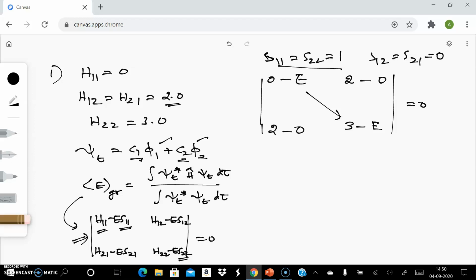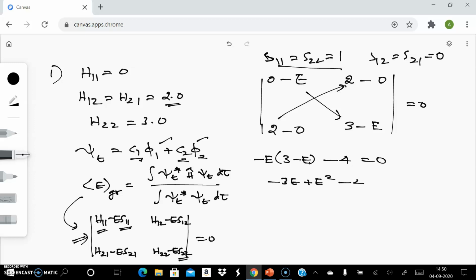Now if I cross multiply this, we can simplify the determinant. How? Multiply minus E into 3 minus E. Then multiply this: 2 into 2 is 4, so minus 4 equal to 0. Then if you multiply this E with the 3 minus E, you will get minus 3E plus E square minus 4 equal to 0, or we can write E square minus 3E minus 4 equal to 0. This can be factorized into E plus 1 into E minus 4 equal to 0.